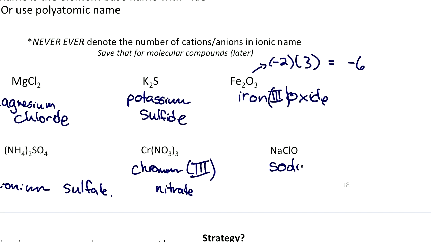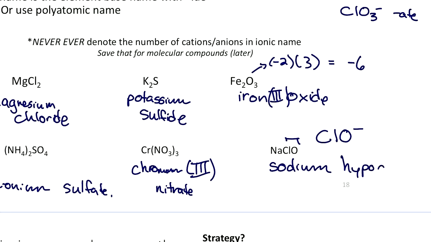Well, the first one is sodium, but we need to figure out what ClO minus is. It's one of the chlorate ones, right? I like to reference myself and think, okay, chlorate is ClO3. So minus 2 oxygens, ate becomes ite, but then we also add a hypo. So it's hypochlorite. So this is sodium hypochlorite. That is bleach. Okay. All right, so that's how we name.